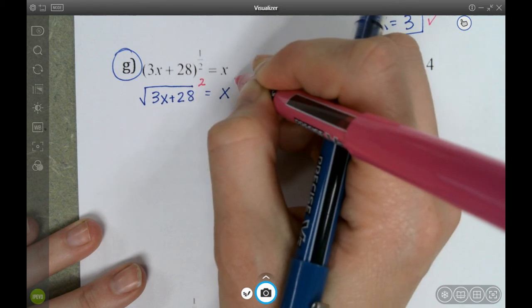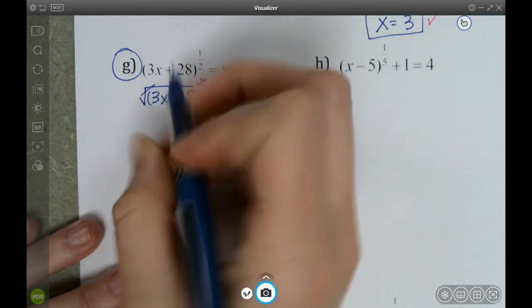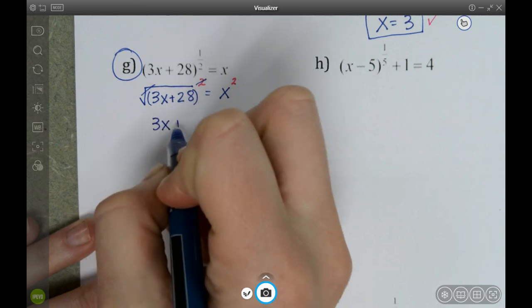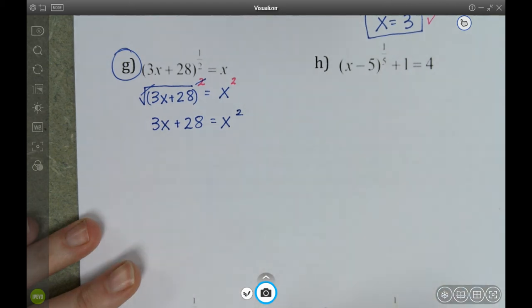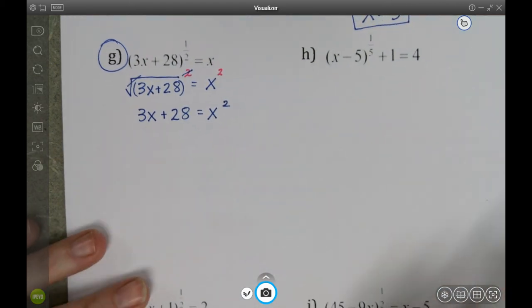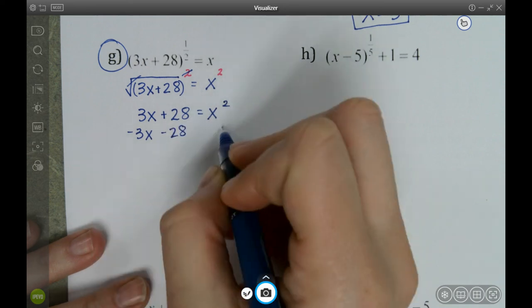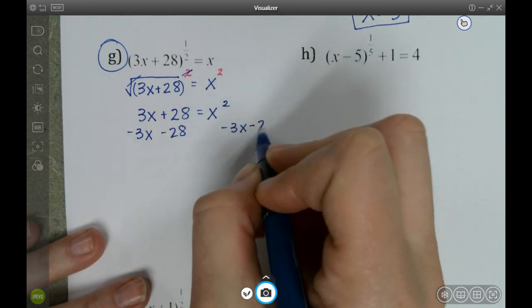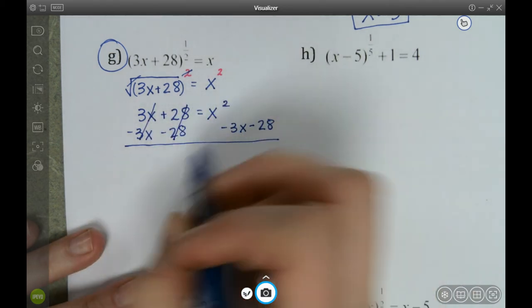I put it in parentheses. That's fine. Parentheses are fine. I just bring it in. Wait, how can you bring something by one? You don't. Anything to the first power is just itself.